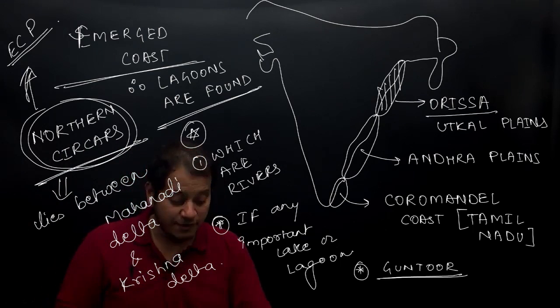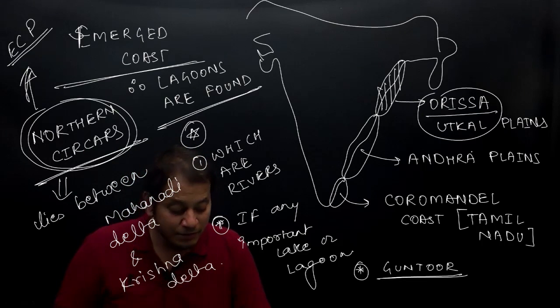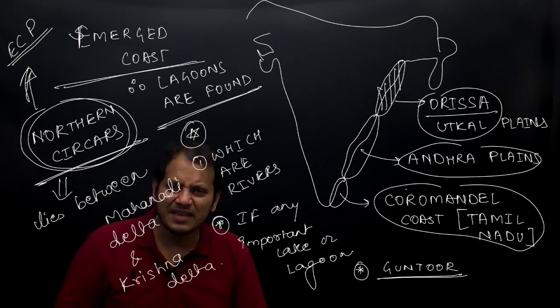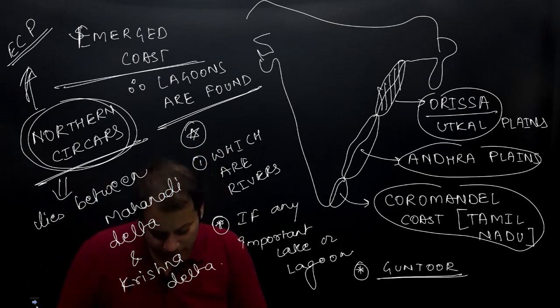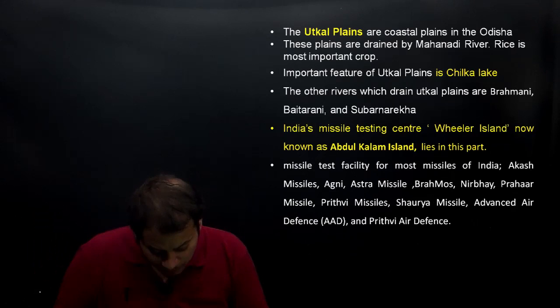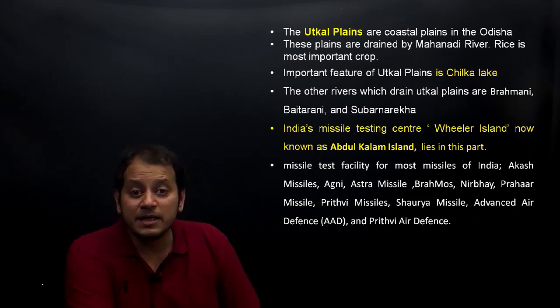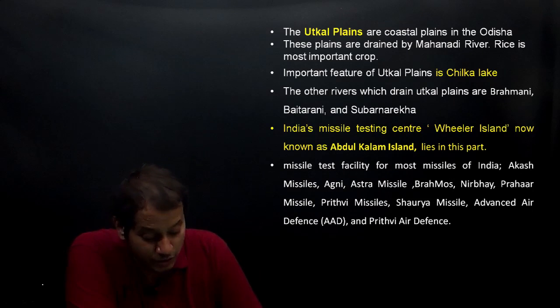Now let us study first the Orissa plain, then we will come to the Andhra plains, and lastly the Coromandel coast. At the end of this lecture, we will also do some important, interesting map pointing questions which can be asked. So the first is about the Utkal plains. The Utkal plains are the coastal plains in Odisha.